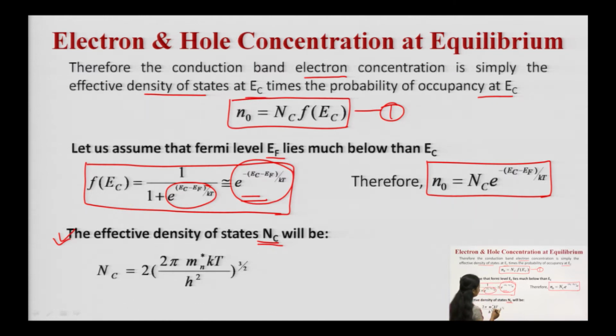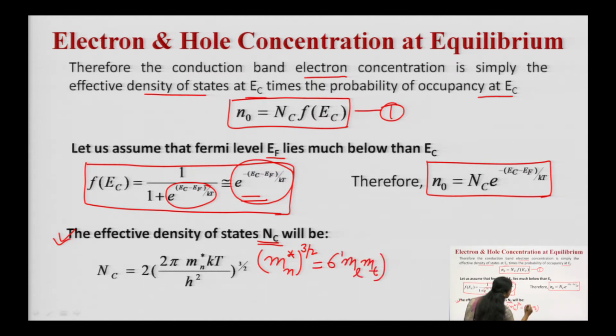So, here Mn is the effective mass, K is the Boltzmann constant, T is the temperature, H is the Planck's constant, and this effective mass for electrons can be written as 6 times m of l m t, its square root. Here ml is the longitudinal effective mass and mt is the transverse effective mass. So, this is how you can calculate the effective mass for the electrons as well. Remember this term is longitudinal effective mass and m of t is the transverse effective mass.